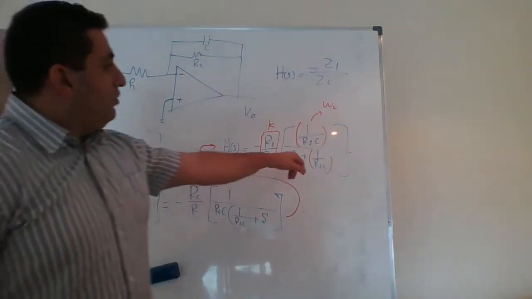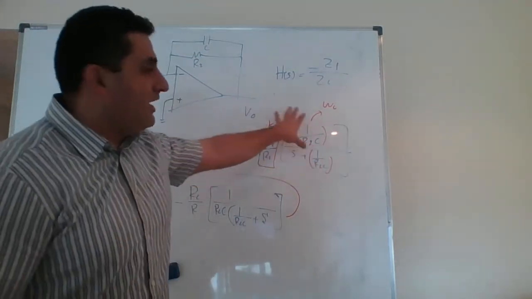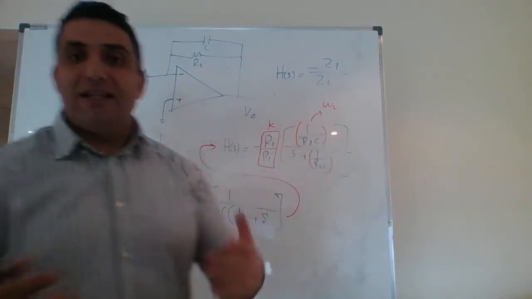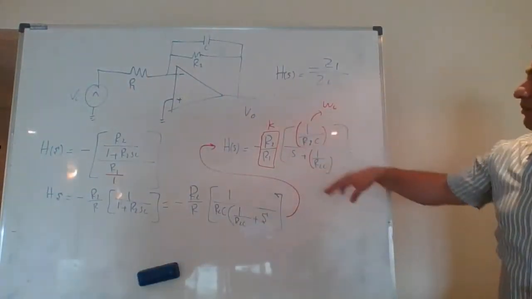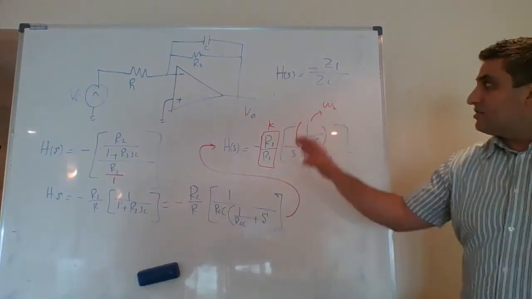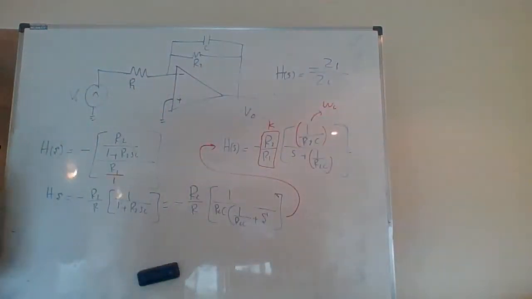Remember, when S is 0, the frequency is 0. When the frequency is 0, this is maximum. When the frequency goes to infinity, this goes to 0. That's why I know it's a low pass filter. And this is now my equation. Is that clear? Let's take a moment to digest this information before I delete it and put the final answer.